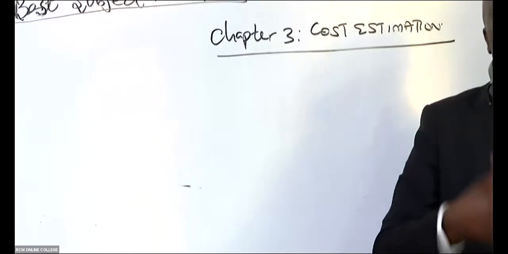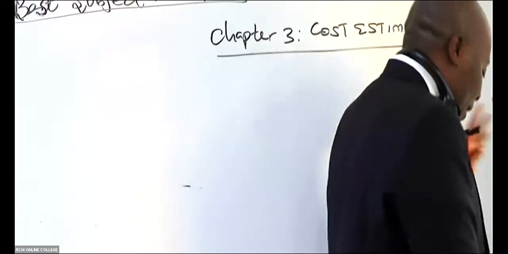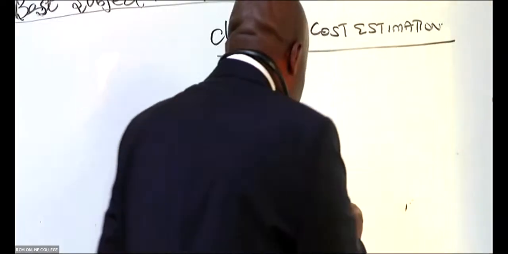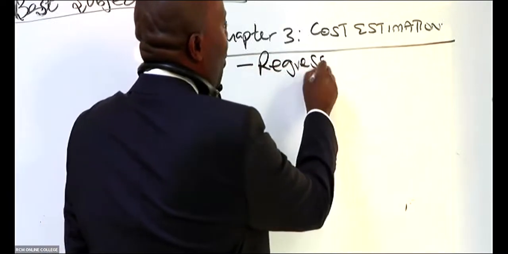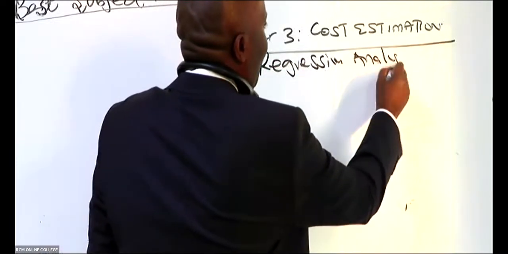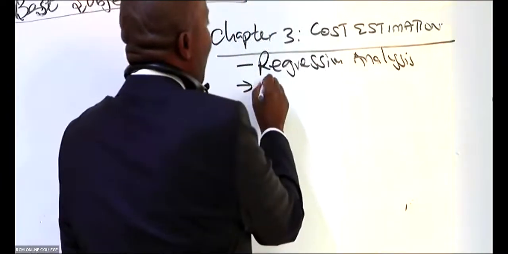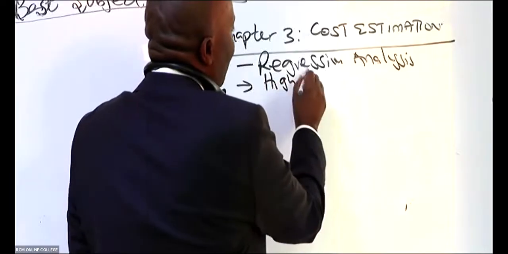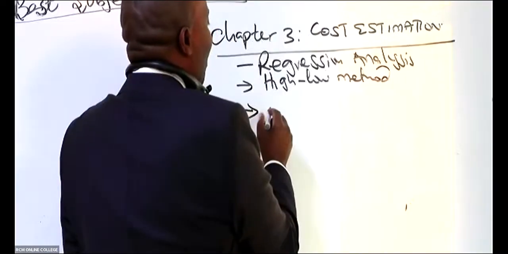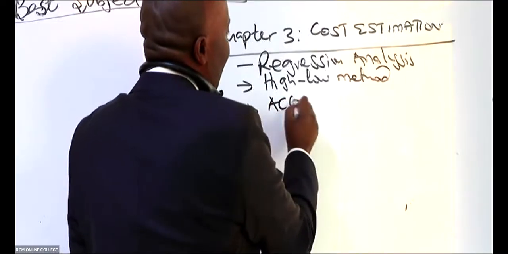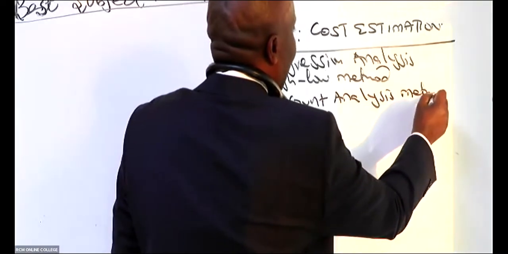Under cost estimations, your examiner needs you to be very good in 4 key areas, 4 key methods. Your examiner from your syllabus, you are required here to know how to estimate using regression analysis. Regression analysis, very highly examinable. Number 2, we have the famous high-low method. Number 3, we have what we call account analysis method.